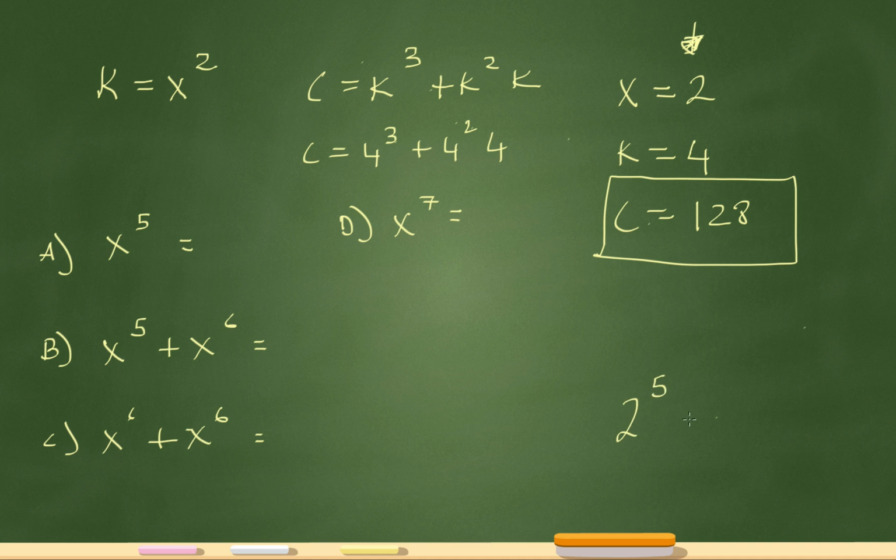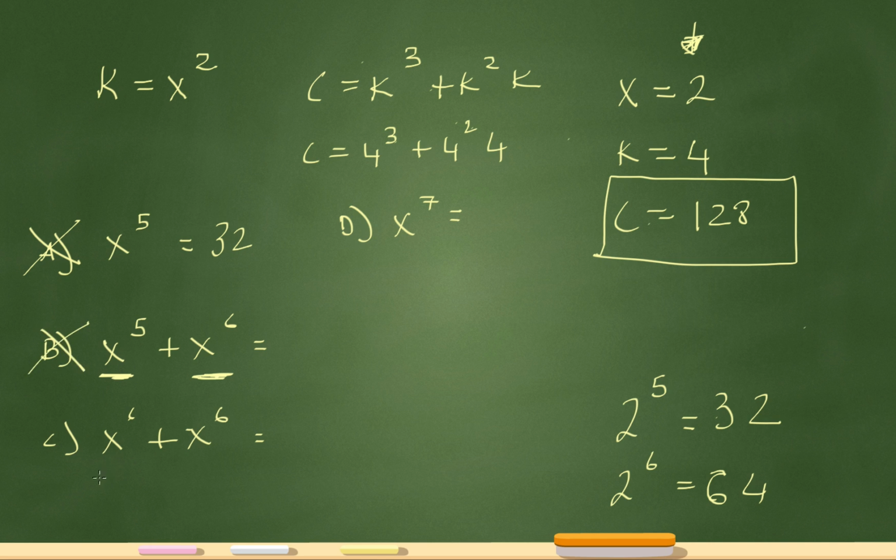This problem also, I forgot to say, is a no calculator problem, so this is definitely something you have to know how to do without a calculator. 2 to the 5th is 32. So that wouldn't work right there, right? Because I'm looking for 128. If 2 to the 5th is 32, then 2 to the 6th has to be 64. So for b, x to the 5th we know is 32, and x to the 6th we know is 64, and 32 plus 64 does not give me 128, so that's gone.